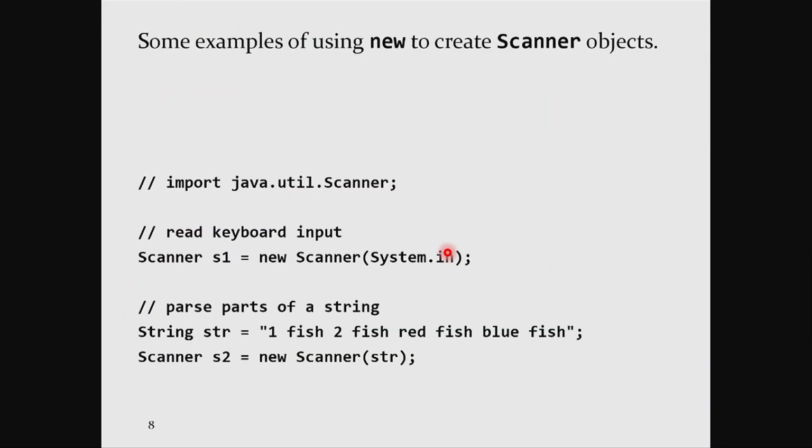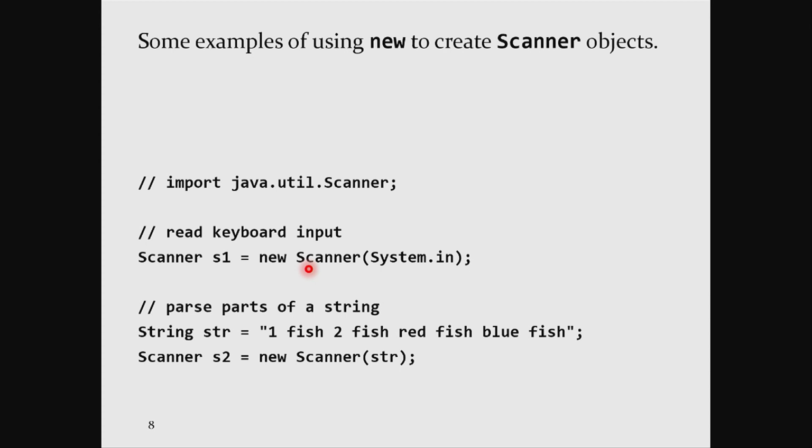Okay. Here's an example of using this class called Scanner. Scanner is the thing that you use if you want to read keyboard input. So if you want to write a program where you're prompting the user for input, you use something called the Scanner. How do you make a Scanner? Well, you say new. The type is big S Scanner, so you write new Scanner.